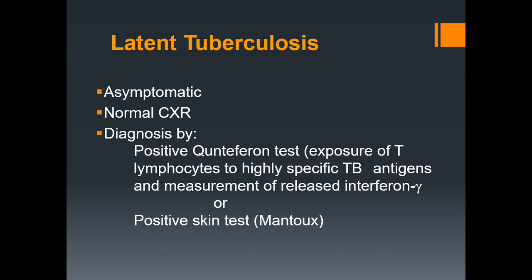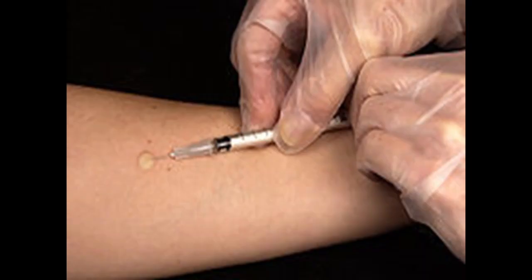The latent tuberculosis, by definition, these persons are asymptomatic. They don't have any respiratory symptoms. They have a normal chest X-ray, and the diagnosis is made by a positive QuantiFERON test or a positive skin test, the Mantoux skin test. The QuantiFERON test is more sensitive and more specific and more reliable for diagnosing latent tuberculosis. The skin test depends on the injection of purified protein derivative, 5 units intradermally, and this is a type 4 immune reaction, so we read it after 48 to 72 hours.